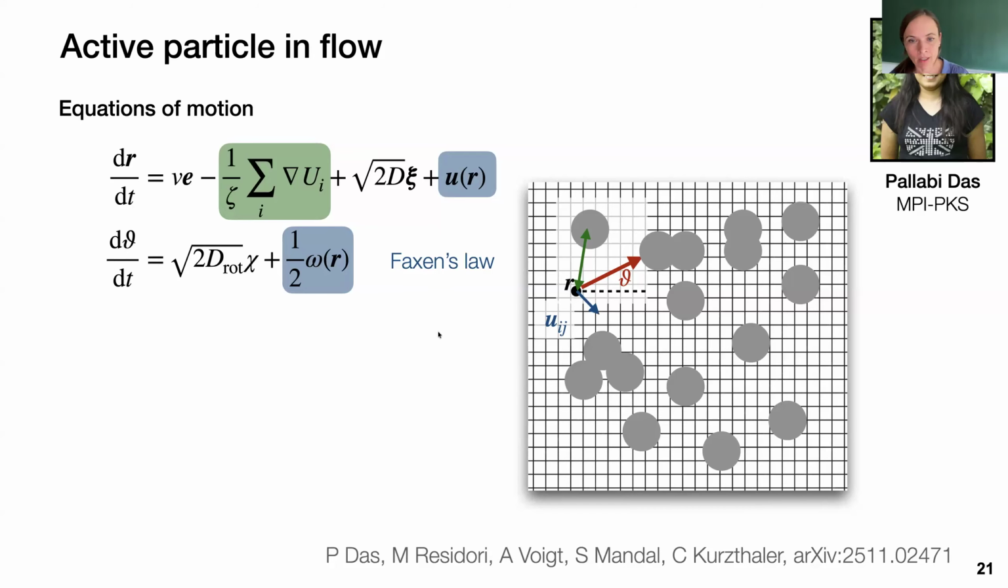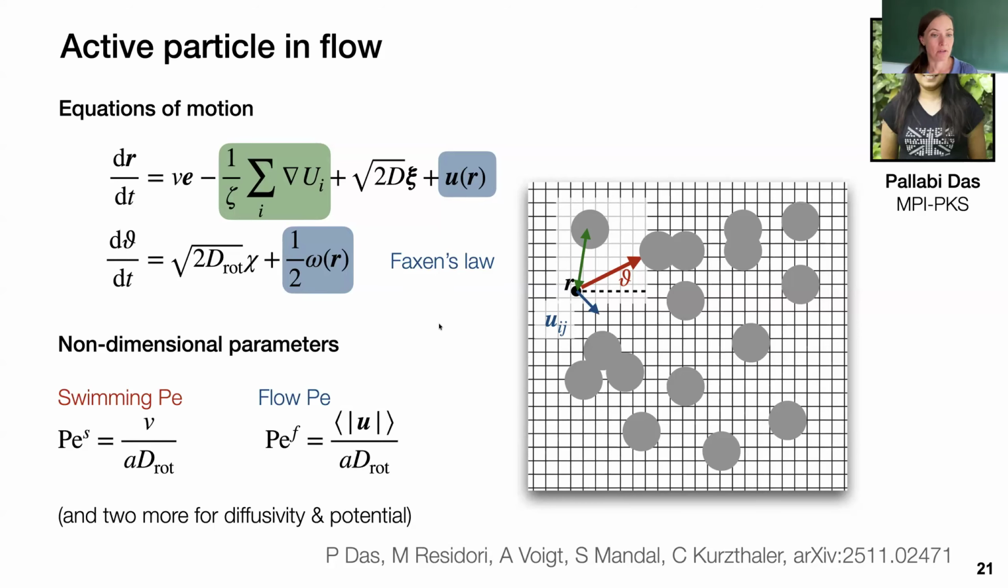Now, there are two non-dimensional parameters that we will look at: first, the swimming Péclet number, so how fast do these cells or particles swim compared to diffusion. And the second one is how strong the flow is compared to diffusion in the system. And these simulations that I'm going to show were done by Paolo Vidas, another postdoc in my group.